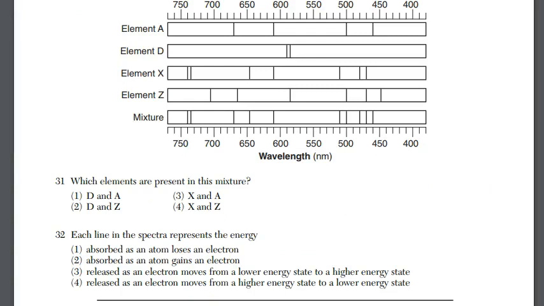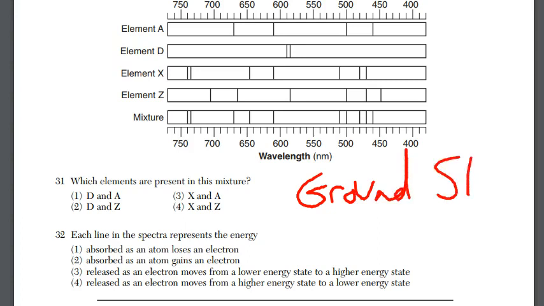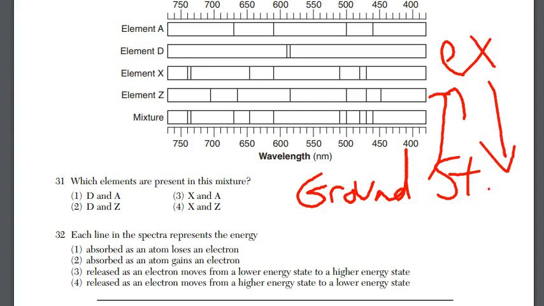Question 32 also has to do with these bright line spectra. And you're asked, each line in the spectra represents the energy. Well, it turns out that an atom goes from what we call the ground state, where all the atoms of the element have their electrons in the lowest energy levels. And then as an atom absorbs energy, electrons move away from the nucleus into what's known as the excited state. And then from the excited state, they return back to the ground state and release that energy.